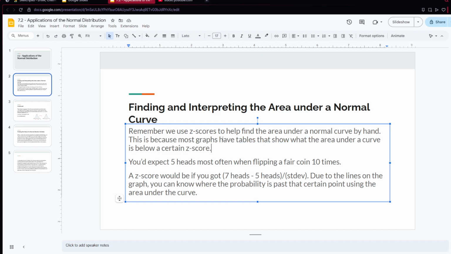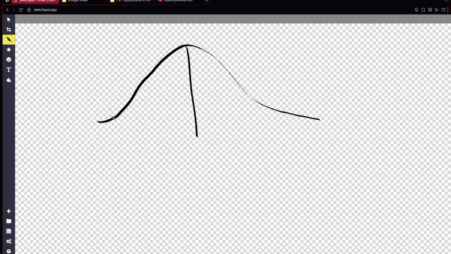This is because most graphs show what the area under the curve is below a certain z-score, and they'll usually truncate it using z-scores, which is quite interesting.